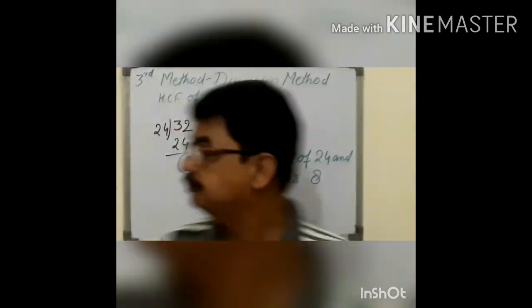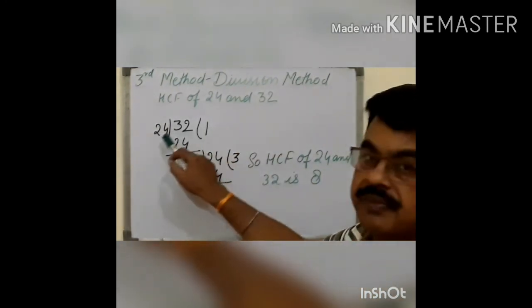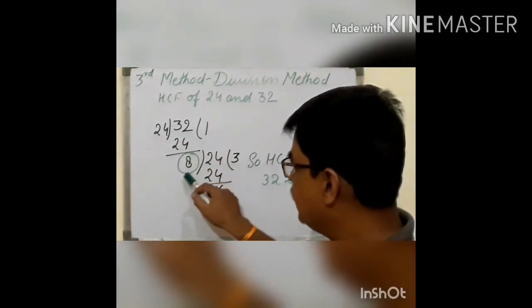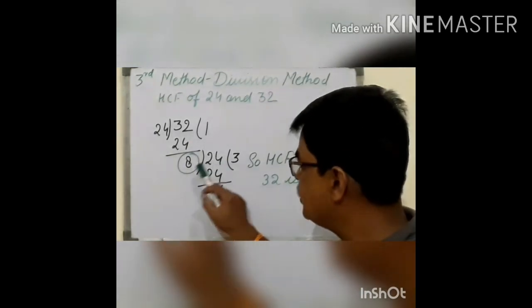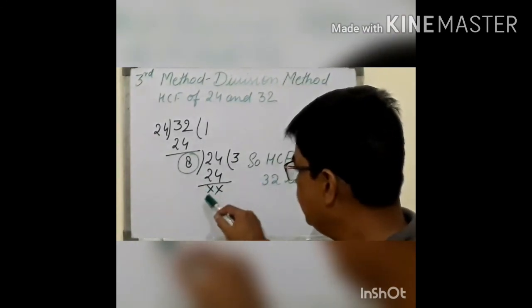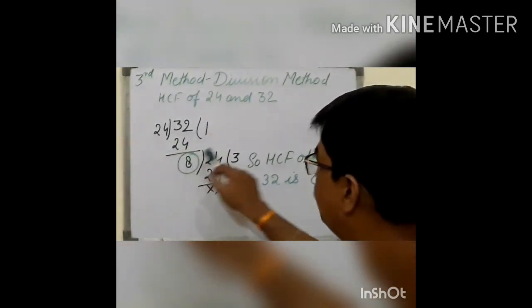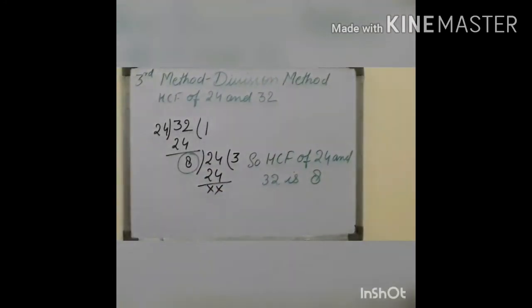In the third method, that is the division method, HCF of 24 and 32: 32 is divided by 24, 1 times is 24. 32 minus 24 is equal to 8, and this 24 will be transferred here. Again this 24 is divided by this 8, and 8 threes are 24. This will cancel out. So 8 is the HCF of 24 and 32. In this way we will find the HCF of any given numbers by the division method.